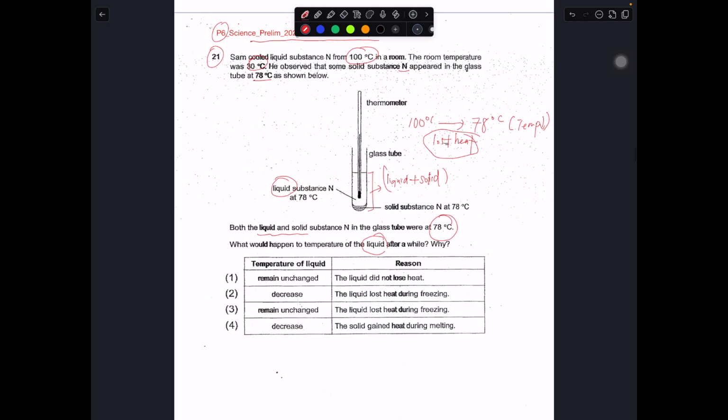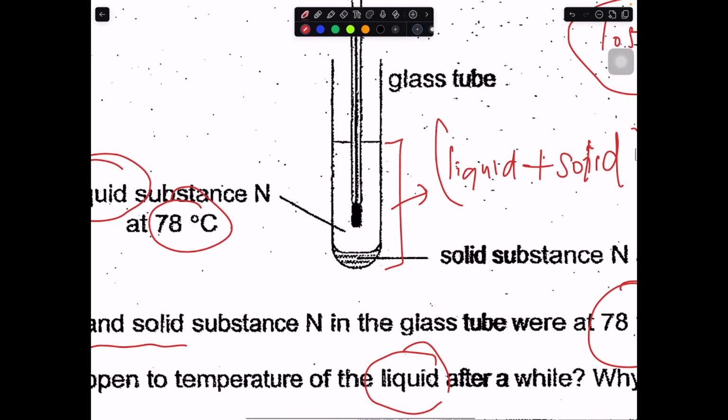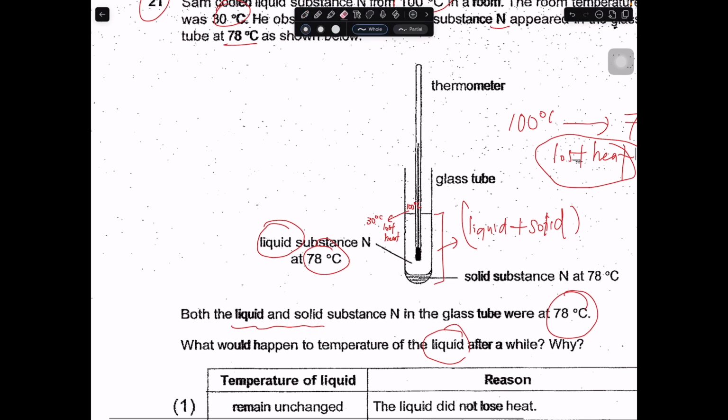After a while, if you take a look, the temperature of this liquid will actually remain at 78 degrees. And why is this so? Because when you place this substance, at 100 degrees at first, in a surrounding room of 30 degrees Celsius, it will start to lose heat. The heat from substance N will be transferred to the surrounding, and it will lose heat while the surrounding will gain heat from the substance itself. It lost heat until 78 degrees, and it started to do a phase change, or a state change. So let me show it to you on this part.